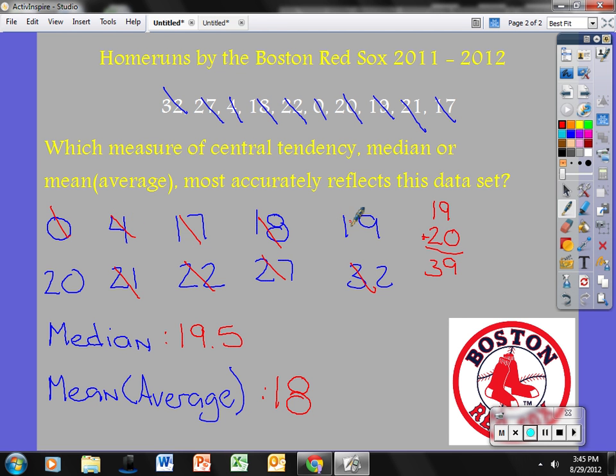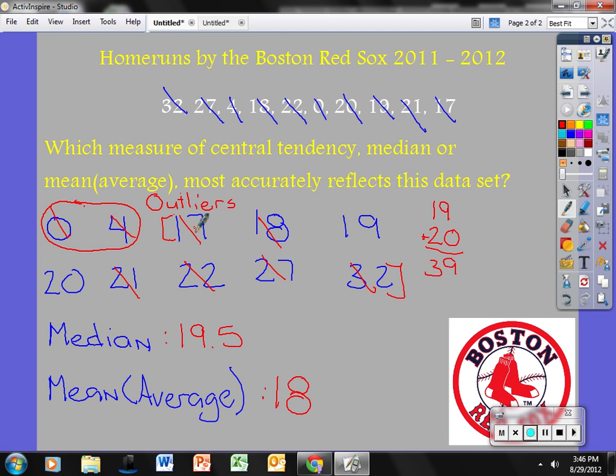If I take a look, my lowest number is a 0 and my highest number is 32. It's nice to look at these arranged in order from least to greatest. What I noticed is that the 0 and the 4 are very small in comparison to the rest of the data set. They don't affect my median because I'm just crossing out from front to back and finding that middle value. But they do affect my mean because as I add all these up, they pull the whole sum down. They're making the sum smaller. So 0 and 4 are what we call outliers. Outliers are the number or numbers that lie on the outside of the rest of the data, that are far away from the rest of the data.